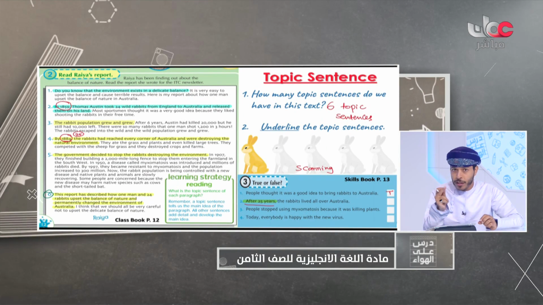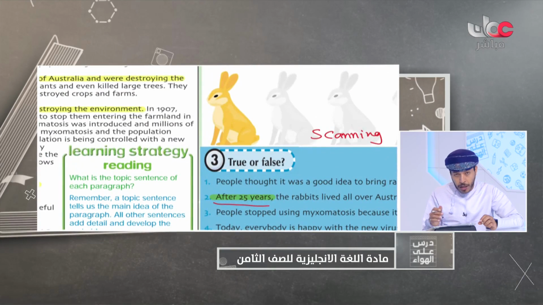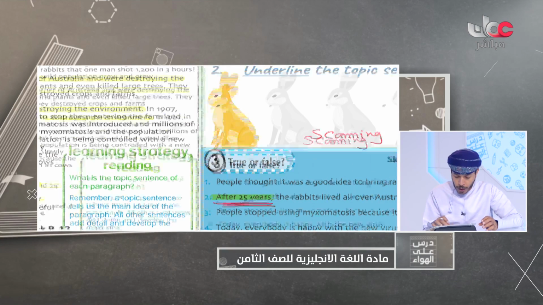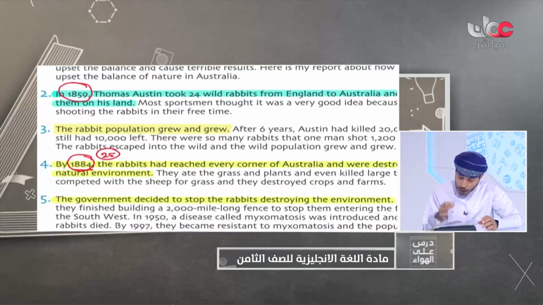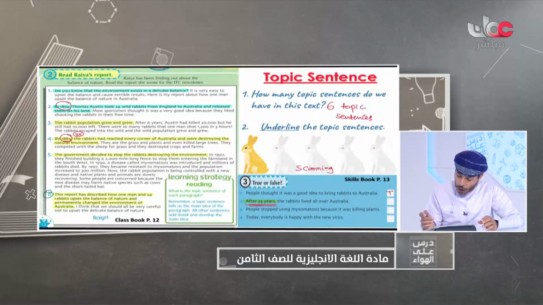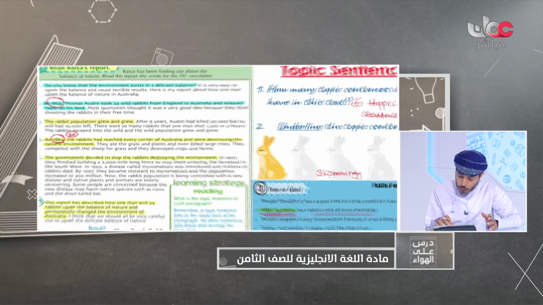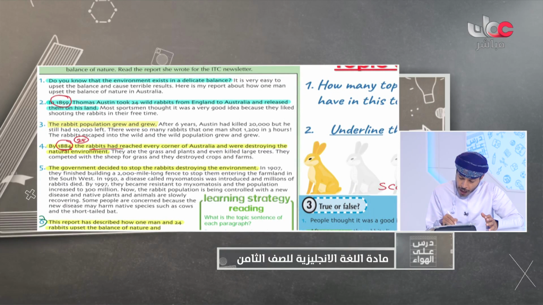And you have to pay attention to this, because the text will not say there is 25 years, you have to count them yourselves. Okay, guys? So now here, what happened? After 25 years, the rabbits lived all over Australia. And this is true, you know, because the rabbits had reached every corner of Australia.